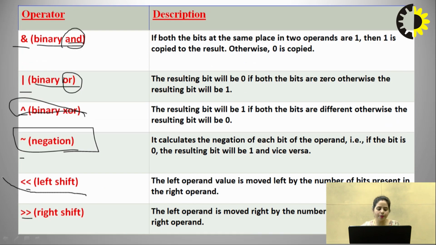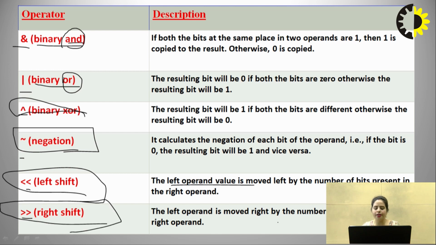Now next operator is your left shift operator. This is used to shift your left operand value to the left-hand side. And in the right shift operator, what will we do? We will shift our bits to the right-hand side. Okay.